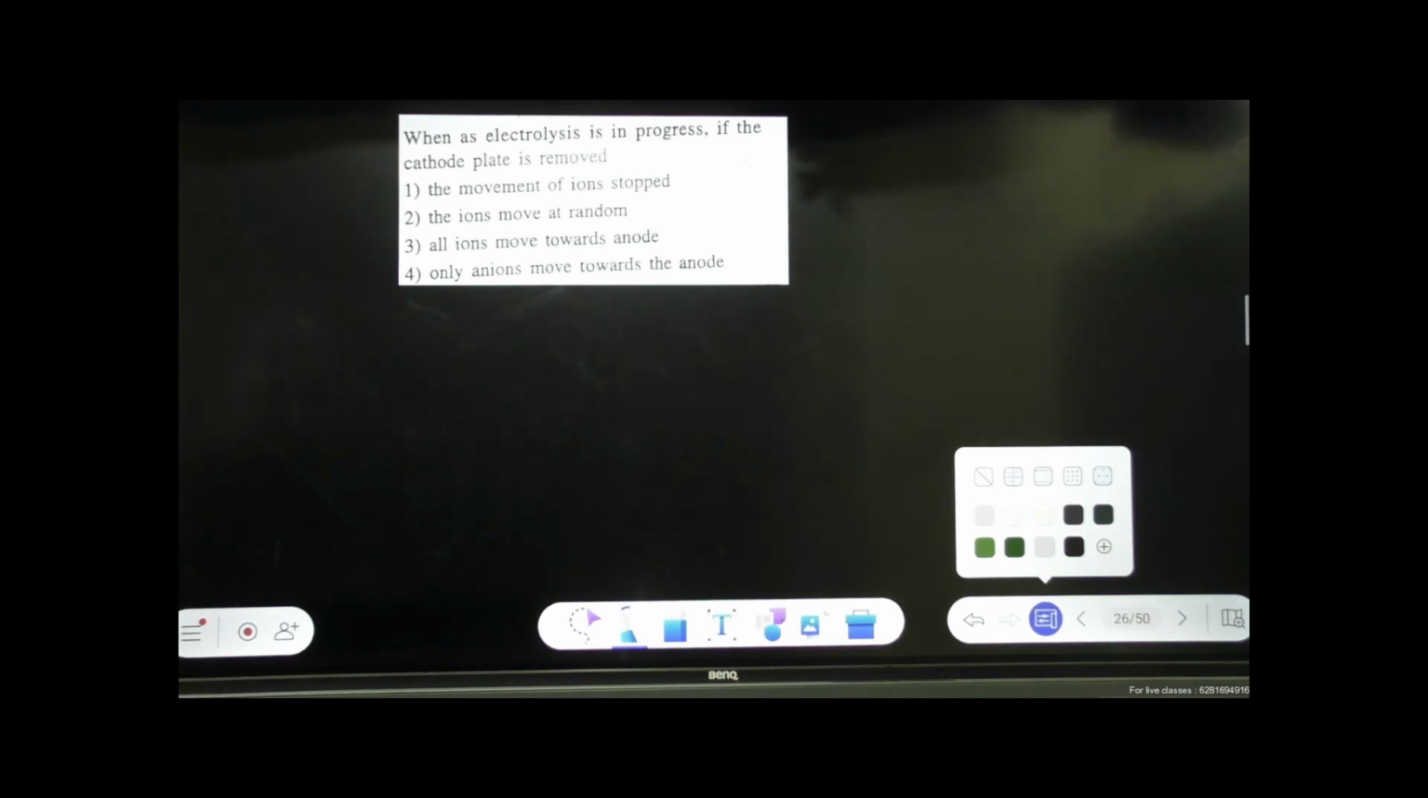While electrolysis is in progress, if the cathode plate is removed, what happens? In any electrolyte, when it is in a fused state or in aqueous solution, free ions are present in the electrolyte. These ions are in random motion in all directions. When external EMF is applied through electrodes, the movement of ions becomes streamlined. All anions will move towards the anode and all cations will move towards the cathode.